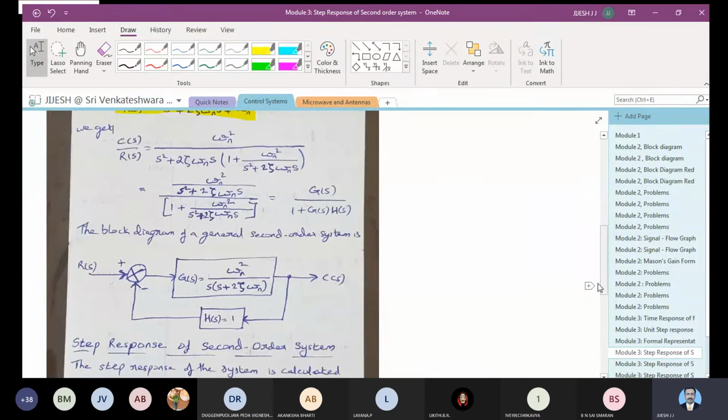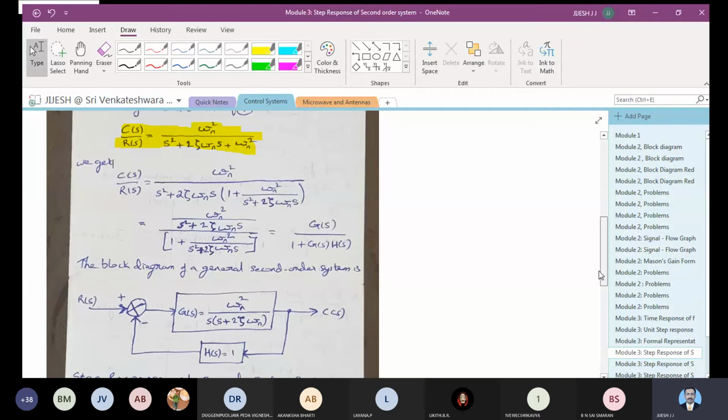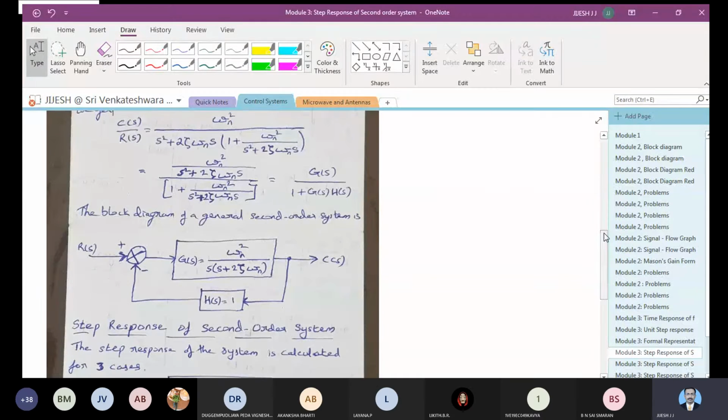I am saying it for you. This block diagram also we'll be using further. We'll be using these things in the module further, so you need to understand these things properly. All of you have completed till the block diagram representation of second order system.